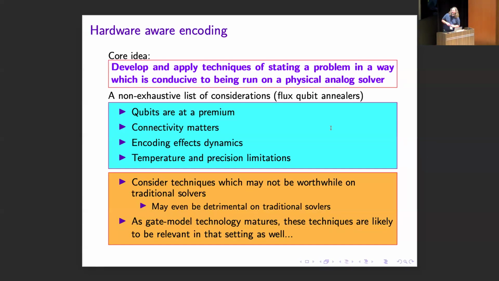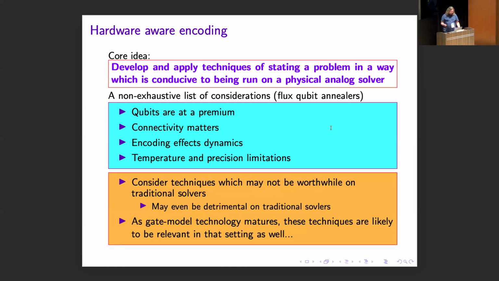So if we're thinking of flux qubit annealers, which is where the experiments I'll show were carried out, with flux qubit annealers, qubits are really at a premium. Connectivity really matters. The encoding can affect the dynamics. In the end, this is a system that's undergoing physical dynamics, and it's worth thinking about it. And there are temperature and precision limitations.